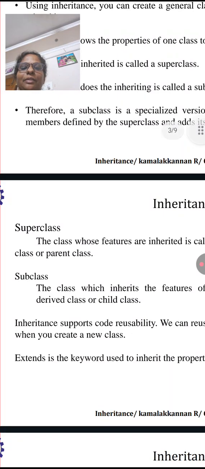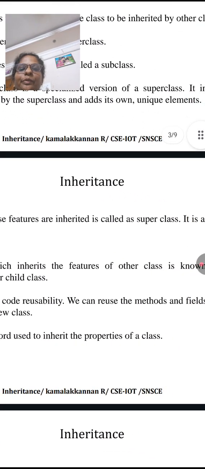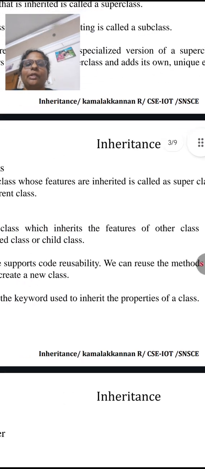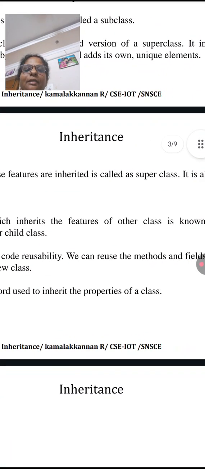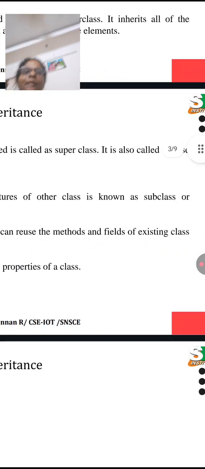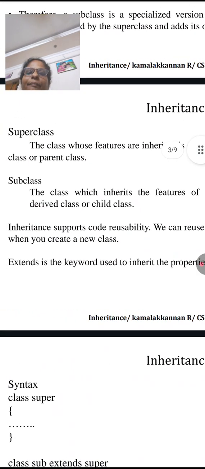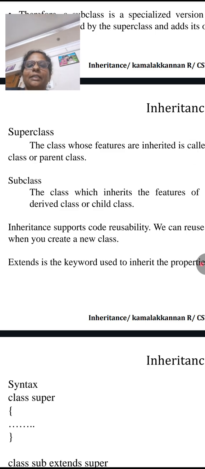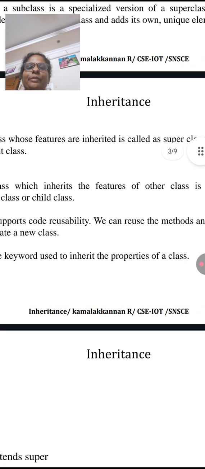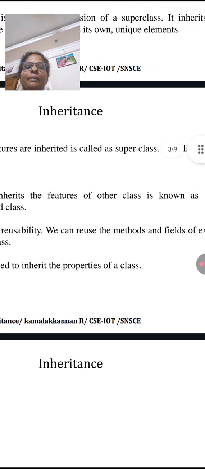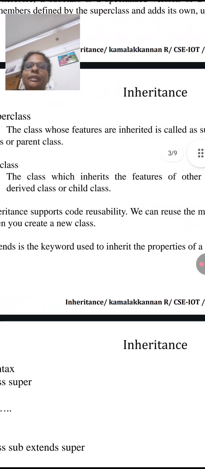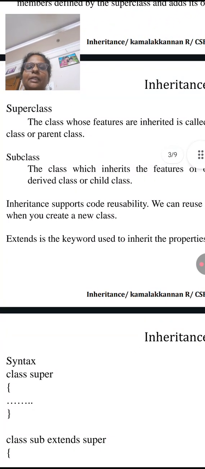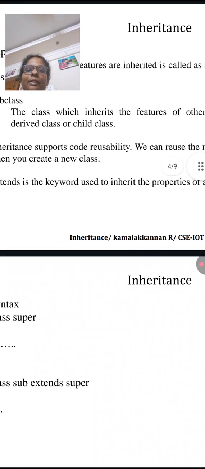The superclass is the class whose features are inherited, and it is also called a base class or a parent class. The subclass inherits the features from the other class, and is known as a subclass, derived class, or child class. Inheritance supports code reusability, so you can reuse the methods and fields of existing classes. You can create a new class using the extends keyword to inherit the properties of the class.